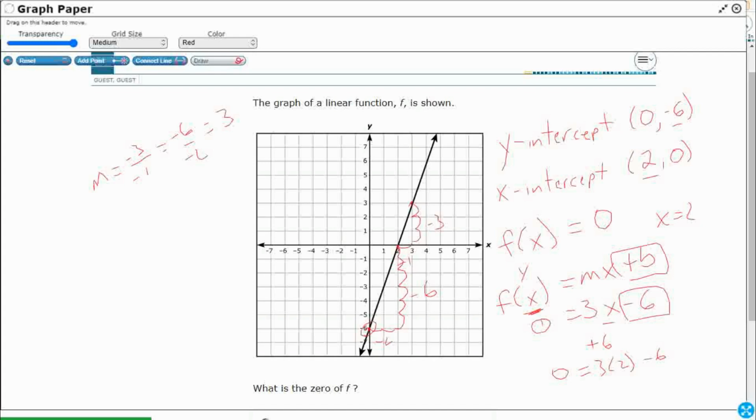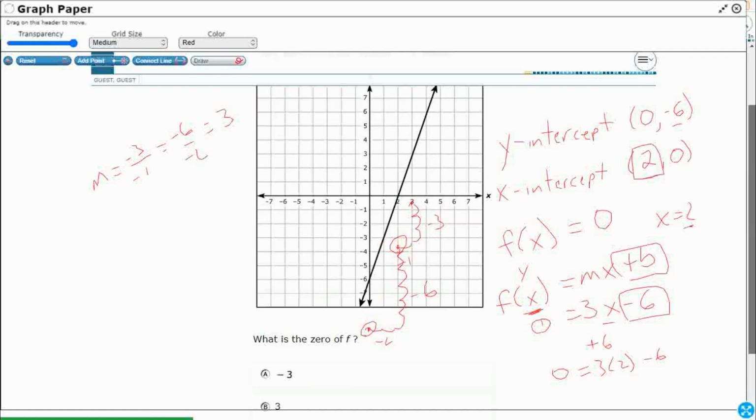So the zero is, how do we make the f of x equal 0? What is the x value? So it actually is that x-intercept. So our answer is C.